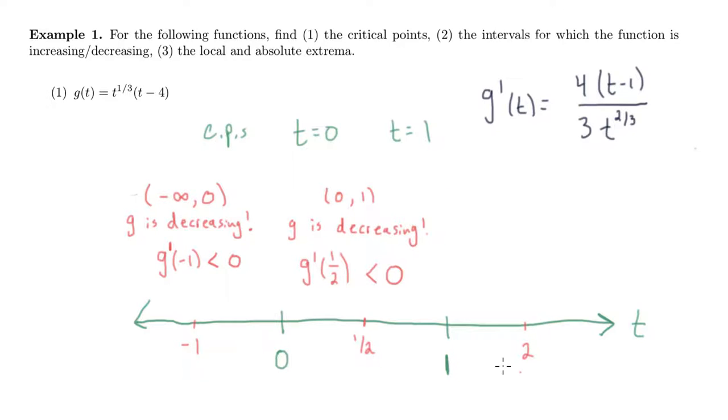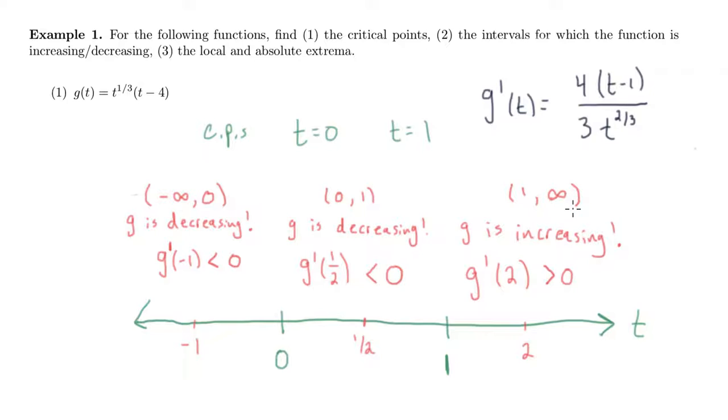So now let's move on to this interval from 1 to infinity. I chose to test 2. So what is g prime of 2? Well, pretty easy to see the numerator is positive. 2 minus 1 is positive 1 times positive 4. The denominator is still positive. So this is greater than 0. So g is increasing on this open interval, 1 to infinity.